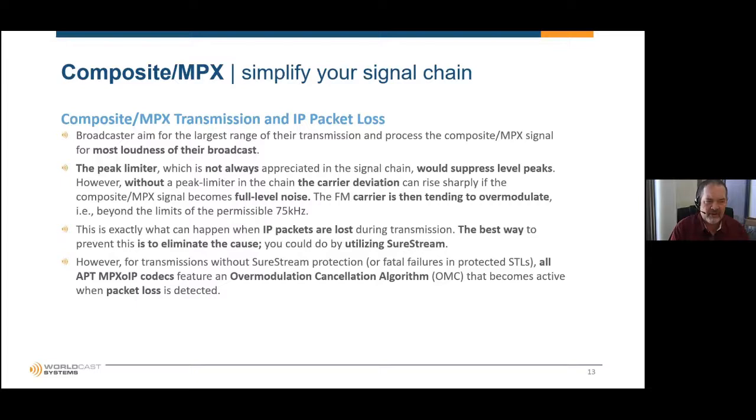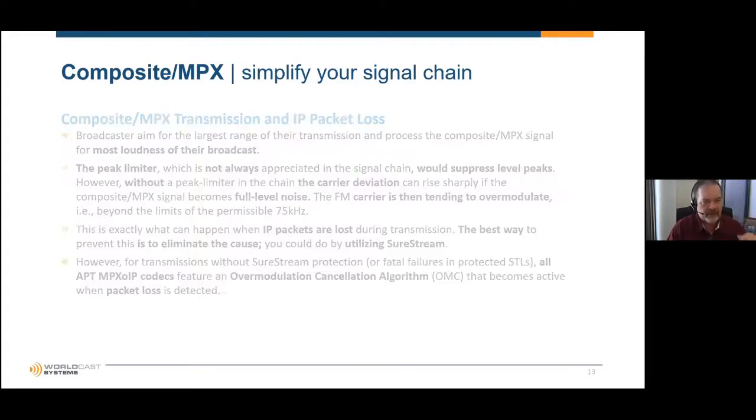Simplifying the signal chain, you also have to guard against packet loss, because, as I mentioned, if you lose packets and you start getting incomplete information in a composite signal, it can cause some max excursions on the transmitter in terms of modulation. The peak limiter can suppress those. Carrier deviation can rise if the composite MPX signal becomes full level noise, which it can if packets are being lost. The redundant streaming technology is one excellent way to help mitigate or protect against this packet loss. But it also is a good idea to have some sort of overmodulation cancellation algorithm, some way in the software to catch any of those tremendous slew rates that can cause square waves and overmodulation, and take care of that before it causes a problem in your on-air broadcast.